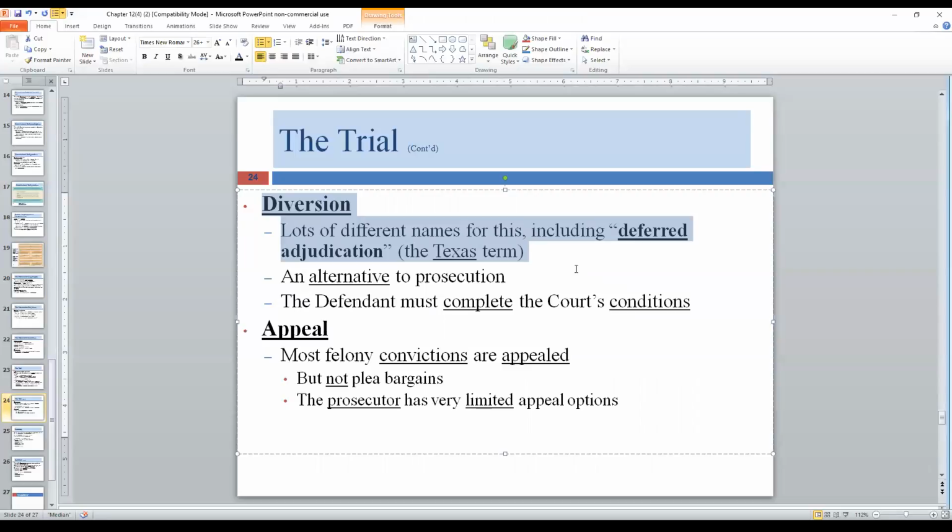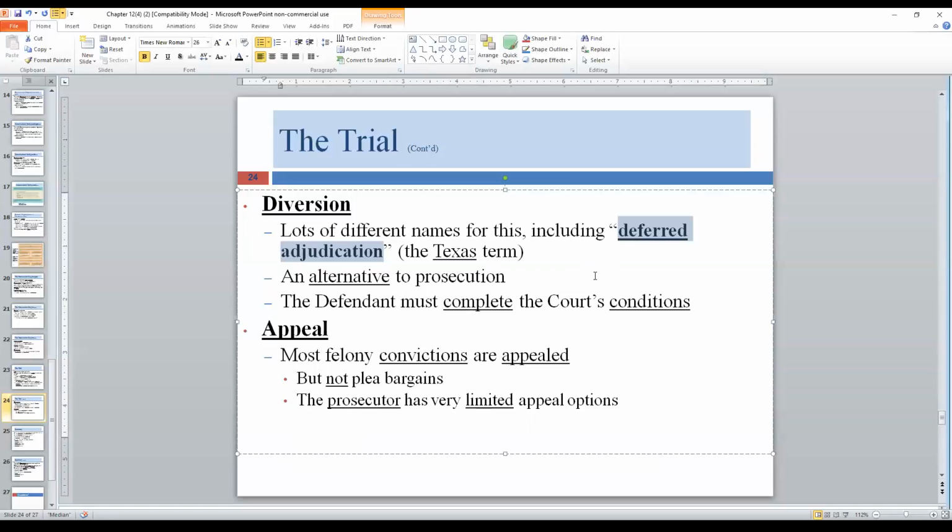So we have this idea of criminal diversion. What is that? Well, the first thing to keep in mind is that the term that we use in Texas for this is deferred adjudication. This is something that is done instead of prosecuting. This is typically done for first-time offenders who have committed a nonviolent crime. Oftentimes it's a DWI or a relatively minor drug offense.